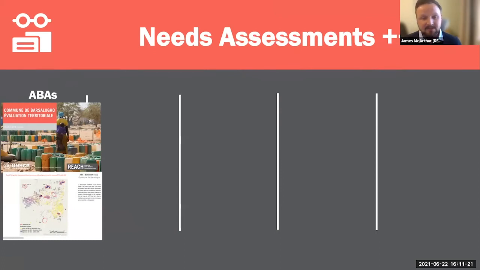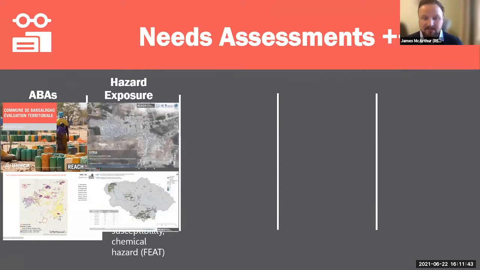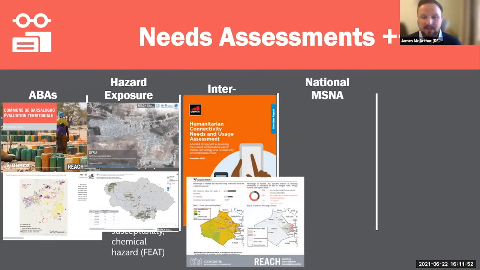So area-based assessments, for example, in Burkina Faso, or hazard exposure assessments, understanding what is needed for preparedness, what is needed for contingency plans, what is needed for mitigation. How do we understand the exposure of sites or shelters to different hazards? Intersectoral needs assessments, right? Bringing in that connectivity, clean energy and sustainability lens. How do we understand these intersectoral concerns in CCM contexts?